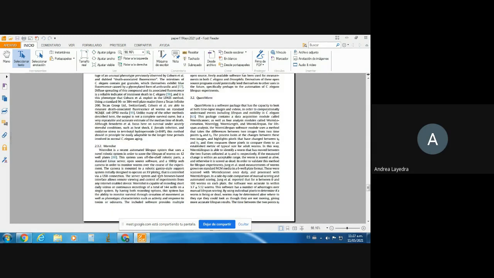In conclusion, these approaches are currently under rapid development. It is likely that the methods described here will play an important role in analyzing aging in C. elegans and perhaps in our understanding of the conserved biology of aging in general. Thank you.